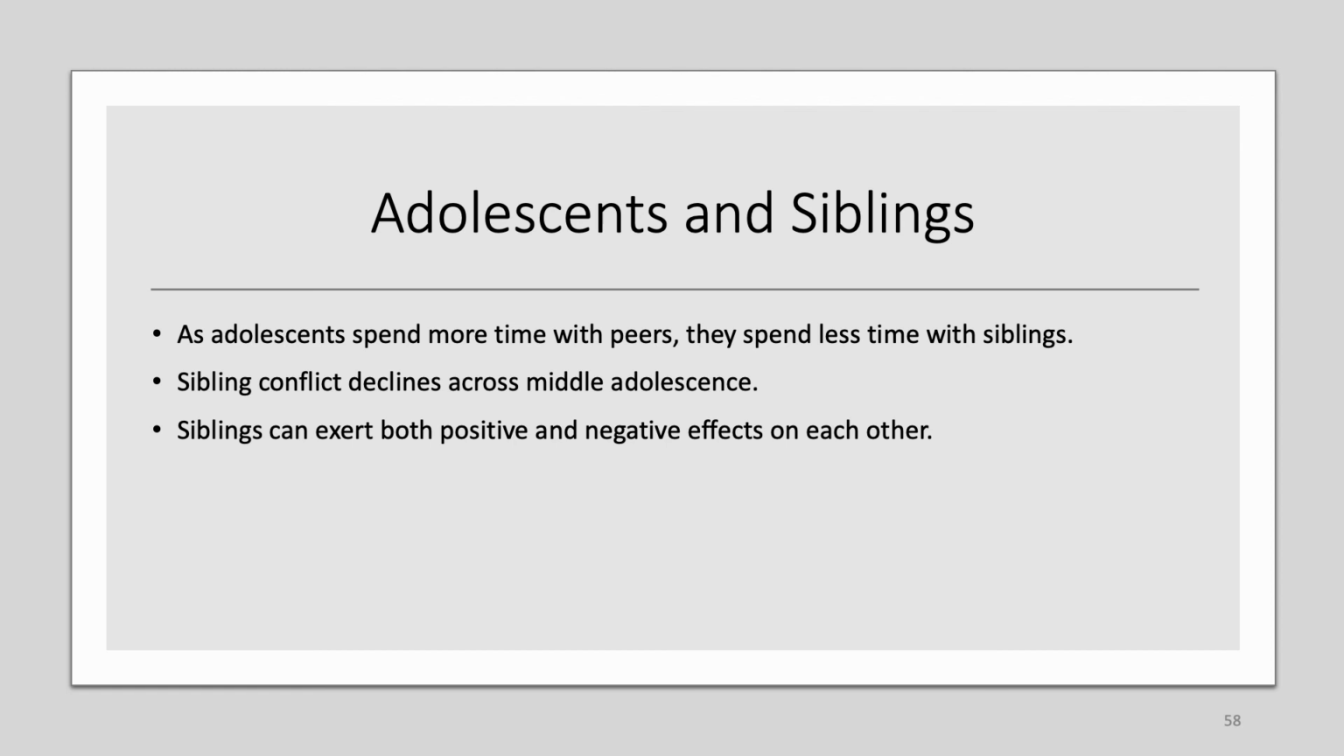Adolescents that spend more time with their friends or their peers spend less time with their siblings. Of course, then sibling conflict declines across middle adolescence. Well, it's partially probably declining because you're spending more time with your peers than with brothers and sisters. Siblings really can exert both positive and negative effects on each other. So if you have a sibling that's a good example, you're more likely to follow that good example. But if you have a really bad relationship, or you have a sibling who has bad behaviors or is abusive, then that can be problematic.